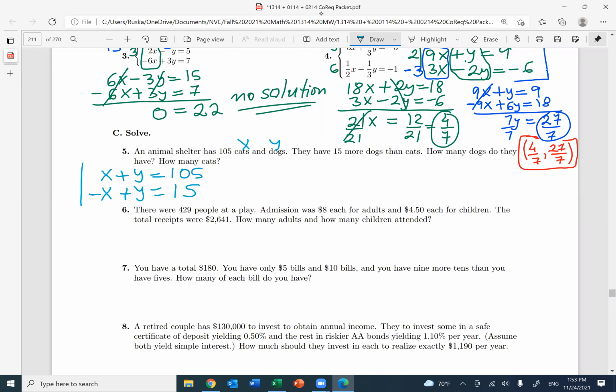So I can add them, X cancels. So I have 2Y equals, what is that? 120, right? Going to divide by 2. And that's going to be 60 dogs, right? That's Y. And then how many are the cats? You can subtract from 105, or plug it into the first equation, minus 60.